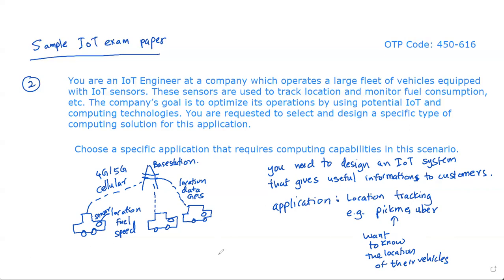So they want to know at which location a certain vehicle is under their company. In order to get that data, they can install GPS sensors in each of the vehicles, and by using the data that is collected at their cloud servers or fog servers or edge servers, they can take out the information they want, and they can make some analysis on the data.